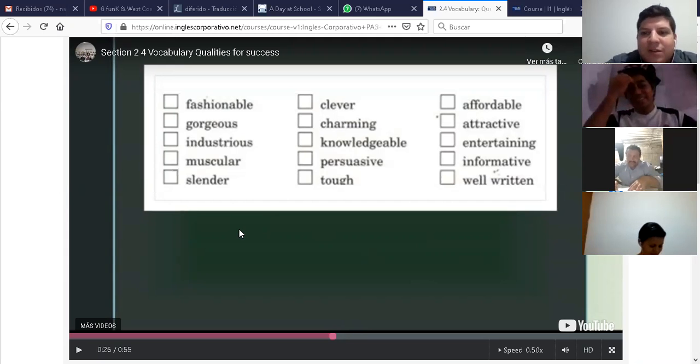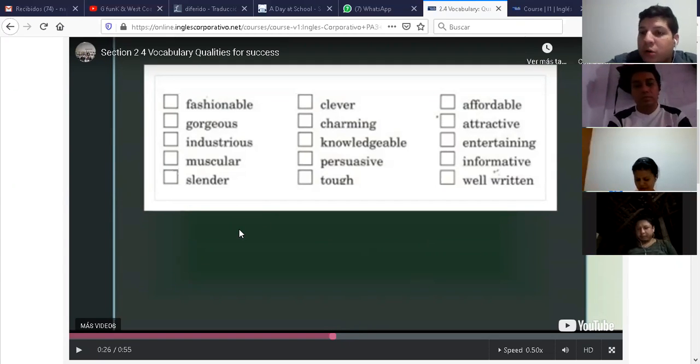Next one, gorgeous. What is the meaning of gorgeous? Beautiful, very attractive. Awesome, incredible. So he or she is gorgeous. Handsome. Industrious. Diligent. Hardworking. Diligent or hard worker. Correct. Someone that likes to work real hard.